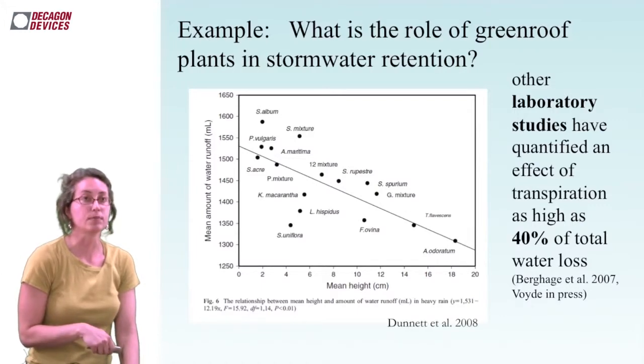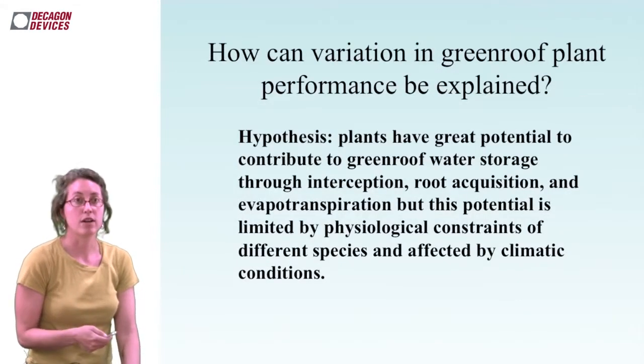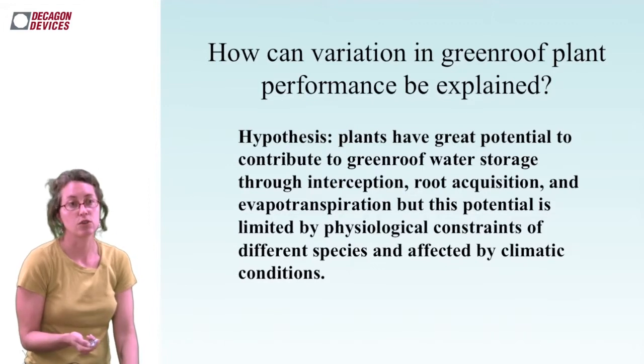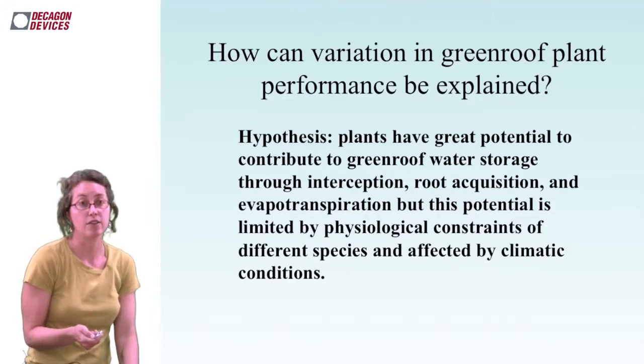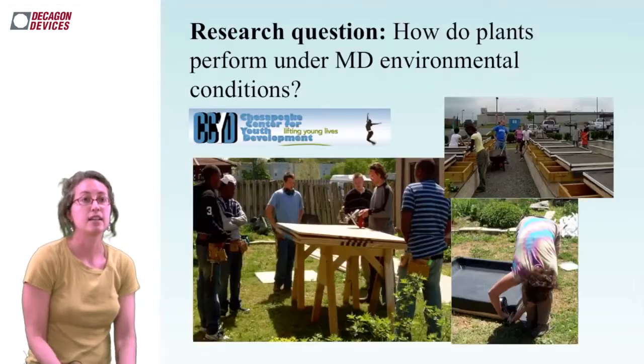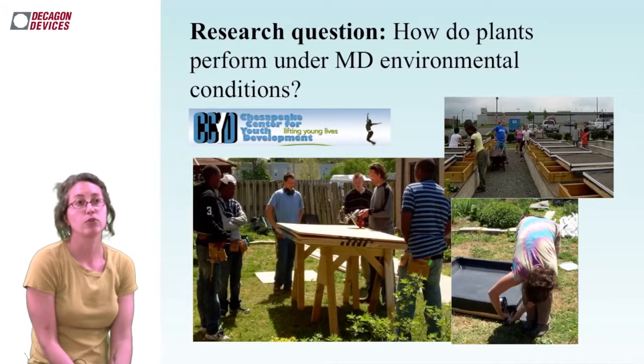So one of the major questions in my dissertation research is, how can variation in green roof plant performance be explained? And our working hypothesis is that plants probably have a great potential to contribute to green roof water storage through all sorts of ways, like interception or root acquisition of water or evapotranspiration. But you have to look at this potential in the context of physiological constraints of the different species as well as your climate. So we set out to test this hypothesis in Maryland by building 16 experimental green roof platforms.